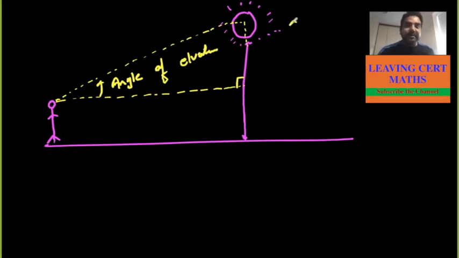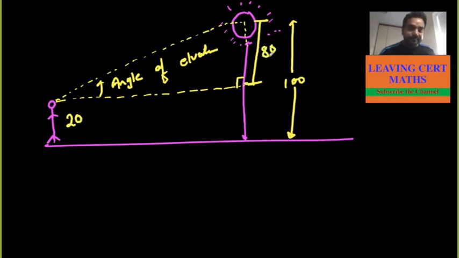Maybe they will say that the height of this is, let's say, 100. But actually the 100 is not what you need, because for the triangle you need this height. Let's say the height of the person is 20, so this one is 80. The distance from the foot to this is, let's say, 110. Then you can find this, and then you can also find the angle of elevation. Let's say it is A. Do you understand what I'm trying to say?